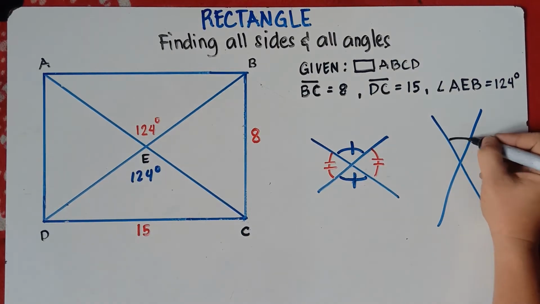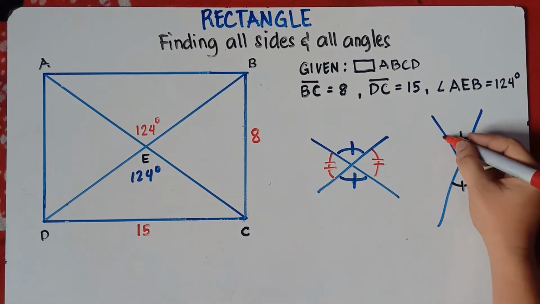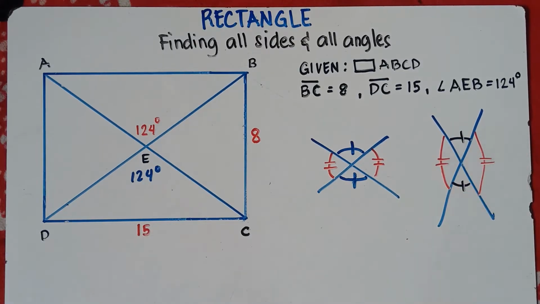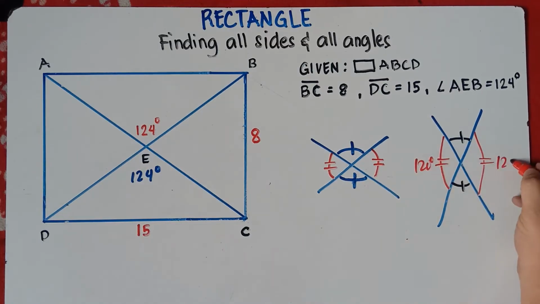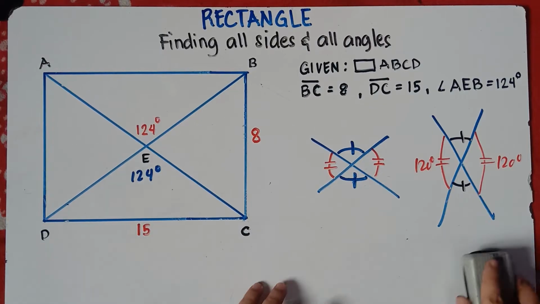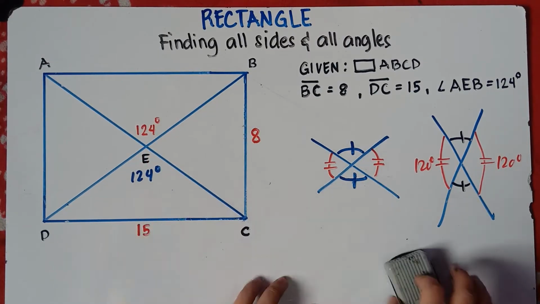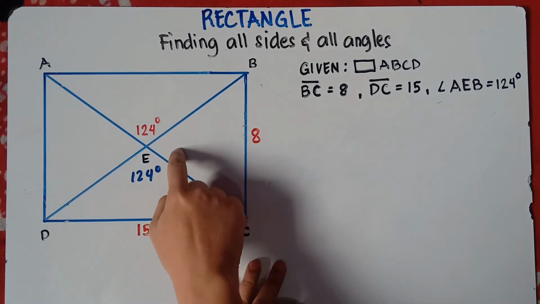So this angle is congruent to this angle, and this angle right here is congruent to this angle. So these are vertical angles. If this is 120, therefore this is 120. Vertical angles are congruent. Alright, so this is 124 degrees. This is also 124 degrees. How about this one, class? This angle right here, what would be the measure, class?